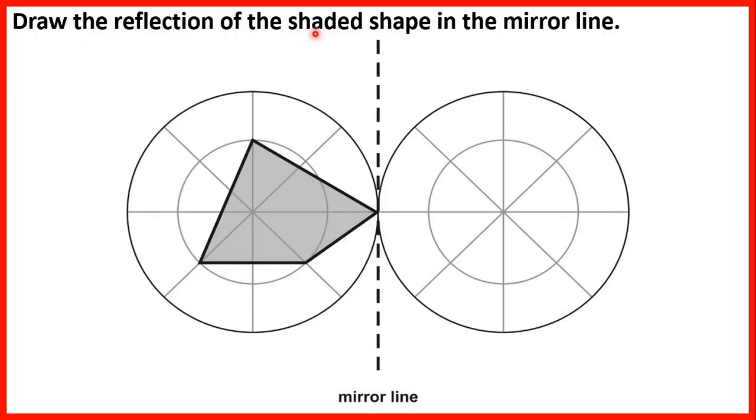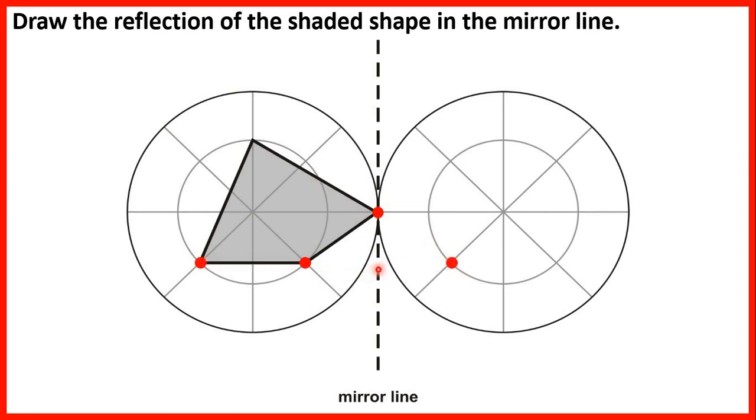Draw the reflection of the shaded shape in the mirror line. So we need the same on both sides, and to work out our reflected shape, we need to dot our corners. So this corner here is on the mirror line, so it will be on the mirror line when we reflect the shape as well. To get to this point here, from the mirror line, we go to where the circle starts. So in the other direction, we go to where the circle starts and dot our corner.